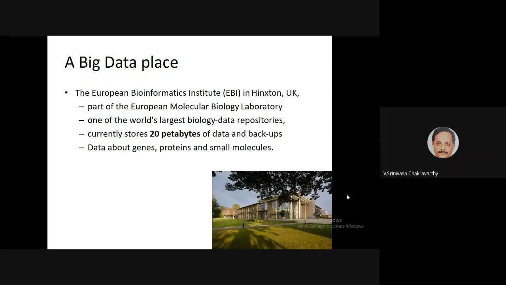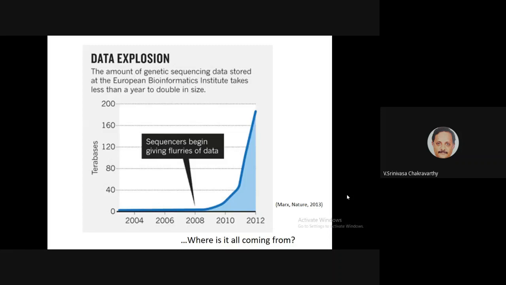So there are a lot of centers all over the world generating this kind of genome data on a large scale. One is the European Bioinformatics Institute, UK, which stores 20 petabytes of data, and it has data about genes, proteins, and small molecules. One of the largest biology data repositories in the world. The sequencing technology has been improving quite rapidly, and therefore the sequence data is also growing exponentially, as you can see from this graph. The graph stops at 2012, and I assume that it's growing in the same way even now.